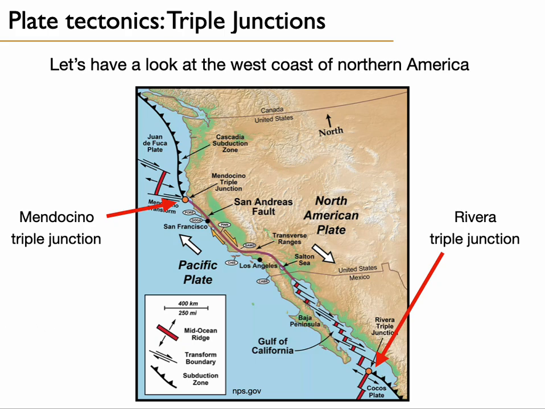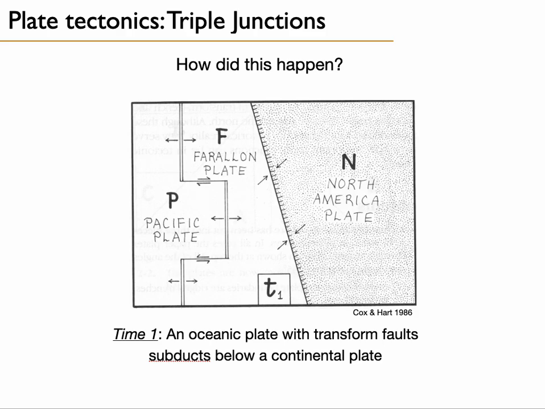How did this happen? That's a sketch taken from the book of Cox and Hart, and what you can imagine is that we're going to run forward in time. So we start from the past. We have a configuration where the boundary of the North American plate is marked by this segment here, and then we have the Pacific plate and the Farallon plate, and these are two oceanic plates. The Farallon plate is being subducted below North America, and we have this divergent plate and transform faults. So we have this system here.